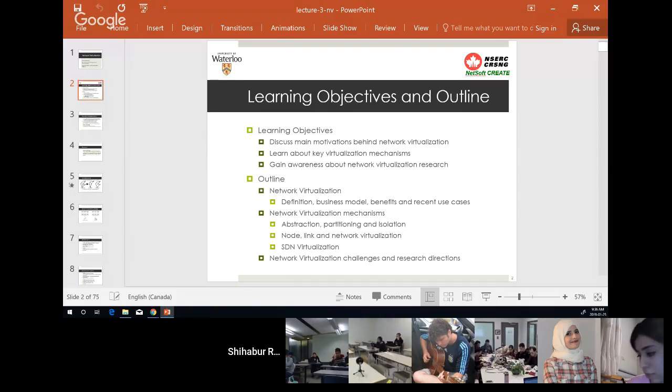The lecture materials also covered the mechanisms that are part of network virtualization, and these are typically the abstraction of physical resources, abstracting their physical characteristics, and the partitioning of the resources. The resources can be partitioned in many different ways. There is the so-called hard partitioning and soft partitioning, and a very important concept in network virtualization is the concept of isolation.